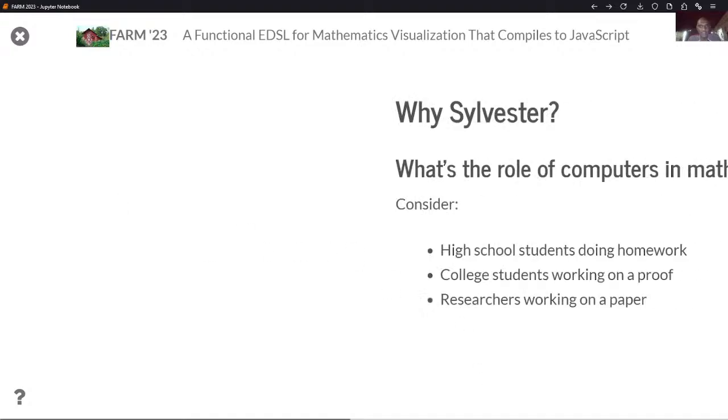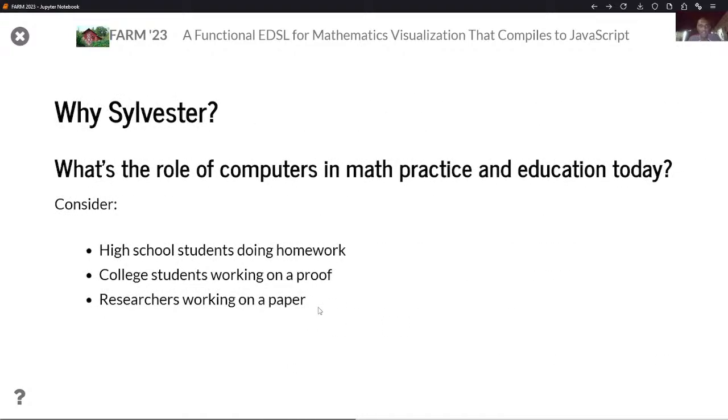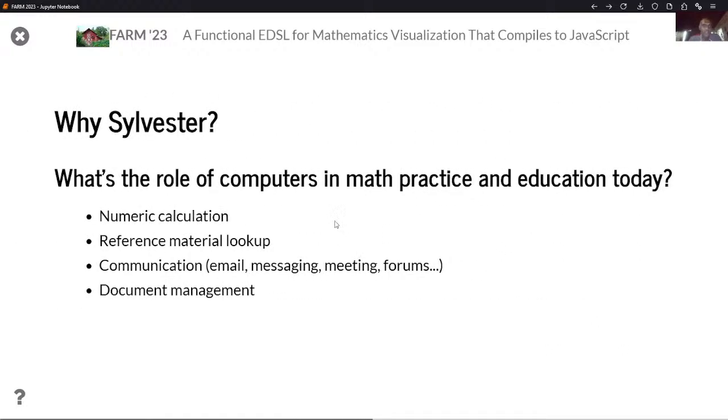So why Sylvester? Let's now talk a little bit about what motivates developing yet another mathematical language, yet another programming language. Well, if you think about the role of computers in math practice and education today, you think of high school students doing homework, or college students working on a proof or an assignment, or researchers working on a paper. What we use computers for, of course, is numerical calculation. We use it for reference material lookup. We look things up on Wikipedia, we look up textbooks. For communication, talking with others, talking with our instructors, doing things like document management.